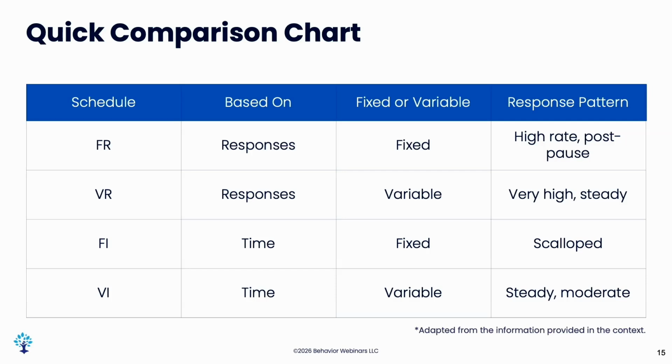So here's our schedule. FR is responses. It's fixed. High rate, post pause.